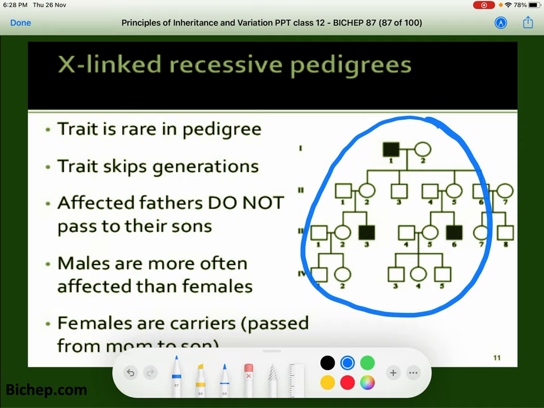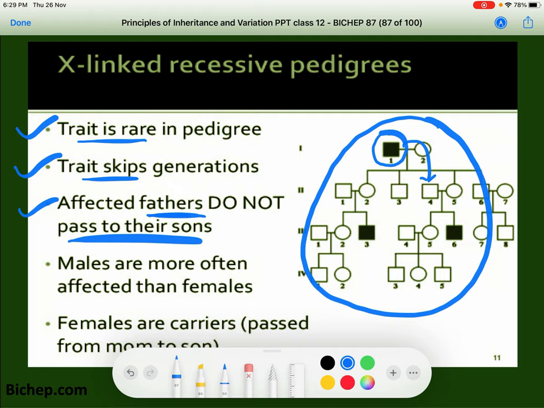So, number one, the trait is rare. Out of so many individuals, only few are affected. So, it is rare. Right? The trait can skip a generation. It is skipping generations 2 and 4. Right? Affected fathers do not pass it to their sons. Look, this is an affected father. If he is not passing it to his sons, then it is called an X-linked recessive pedigree.